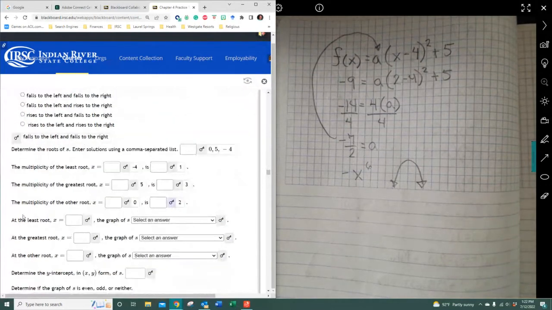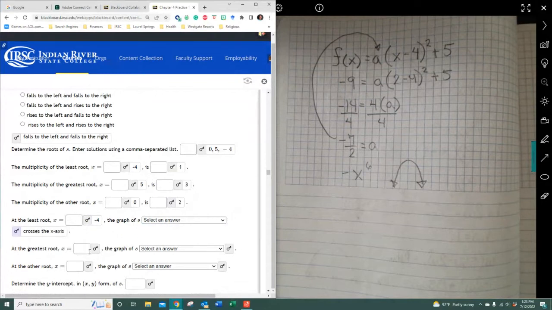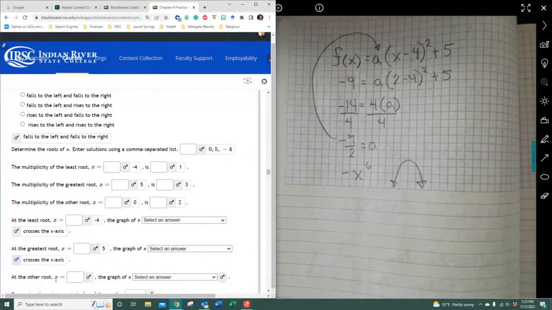Now, at the least root, which is -4, what is the graph going to do? Since it's only a multiplicity of 1, it's going to cross over that particular x value. The greatest root, 5, is repeating itself a little bit here. It's going to turn around at that point. No, excuse me. It's going to cross over that point since it's an odd root. So that's also crossing. And then the other root, 0, it will touch and turn at that point.